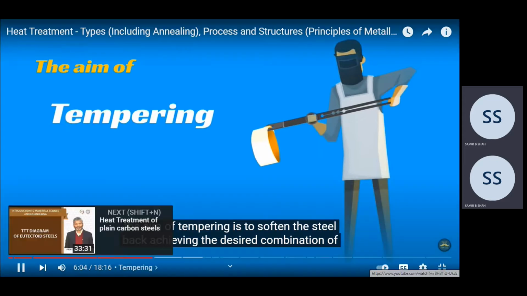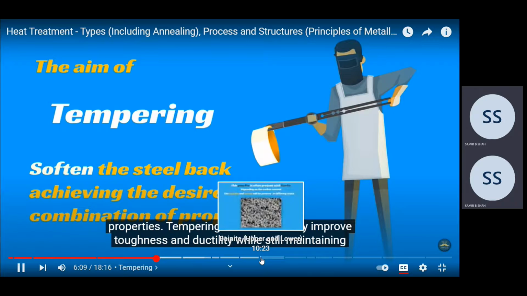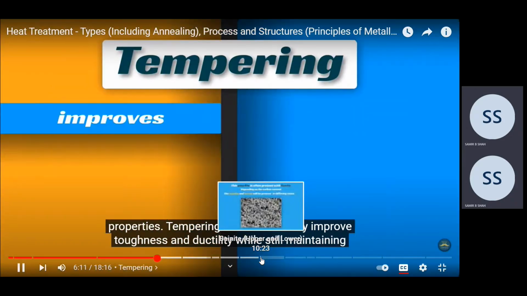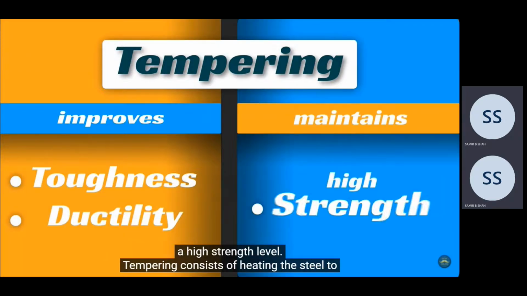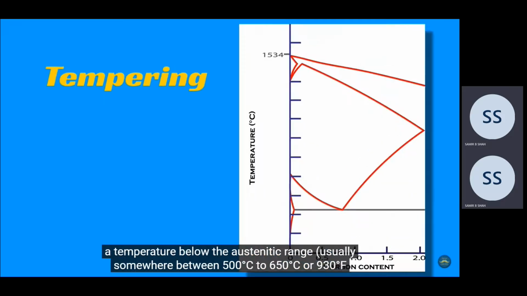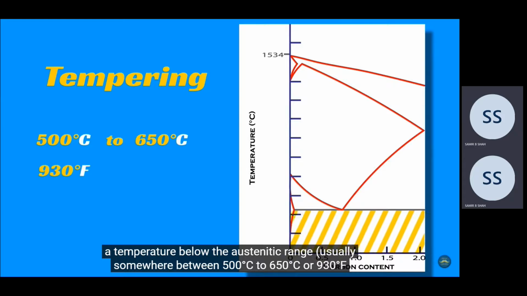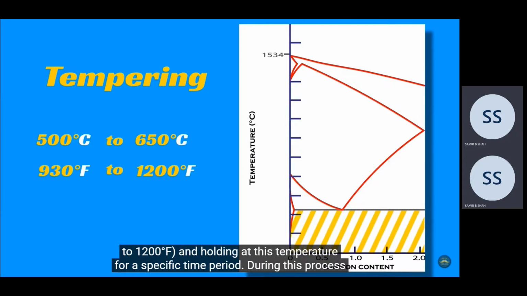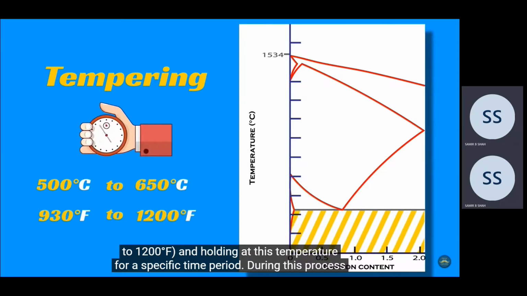The aim of tempering is to soften the steel back, achieving the desired combination of properties. Tempering will considerably improve toughness and ductility while still maintaining a high strength level. Tempering consists of heating the steel to a temperature below the austenitic range, usually somewhere between 500 degrees to 650 degrees Celsius or 900 degrees to 1200 degrees Fahrenheit, and holding at this temperature for a specific time period.